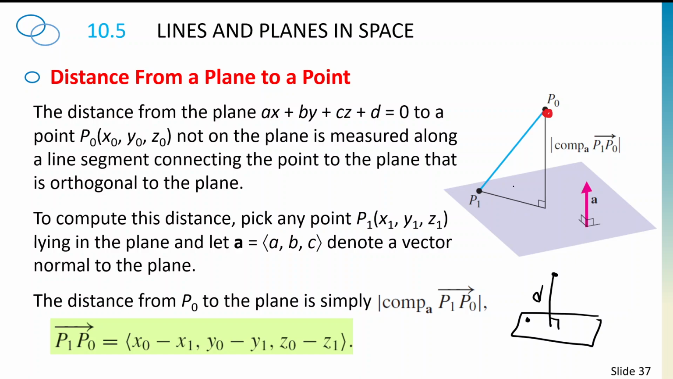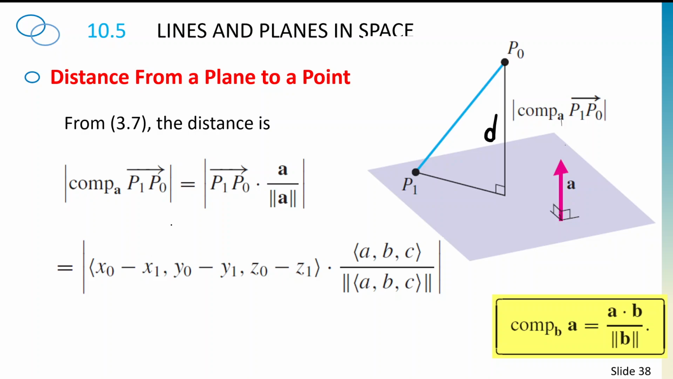This is the point that we need to find, P naught. So they find another point on the plane, P1. This is the vector P1P naught, and they try to find the projection, or we need the length, so it's a component. They find the component of this vector along the normal vector A to find the distance, which is this distance here. P1P naught is basically terminal minus initial, and I need it as the component. The distance is basically the component.